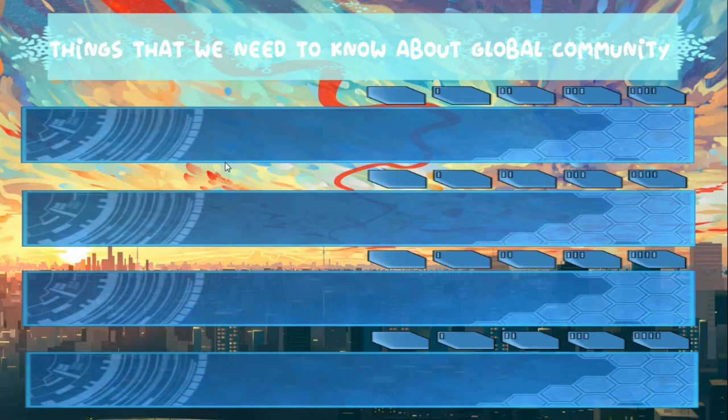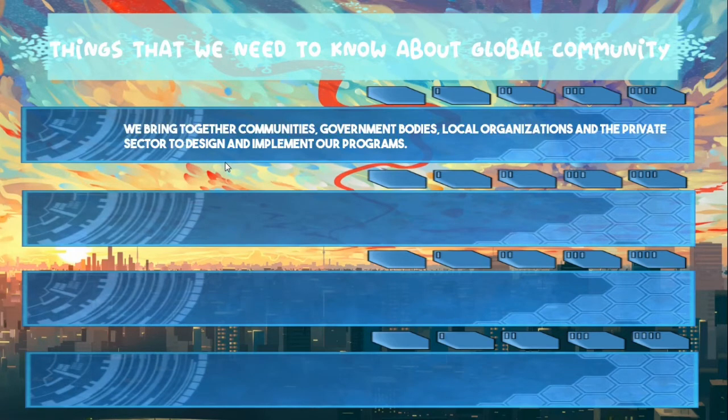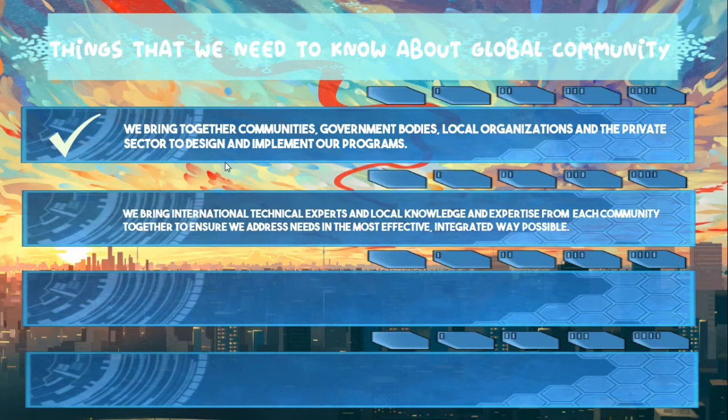Things that we need to know about global community. We bring together communities, government bodies, local organizations, and the private sector to design and implement our programs. We bring international technical experts and local knowledge and expertise from each community together to ensure we address needs in the most effective, integrated way possible.